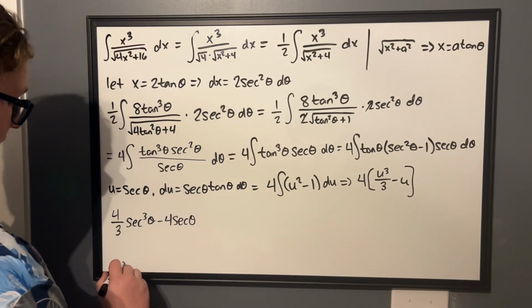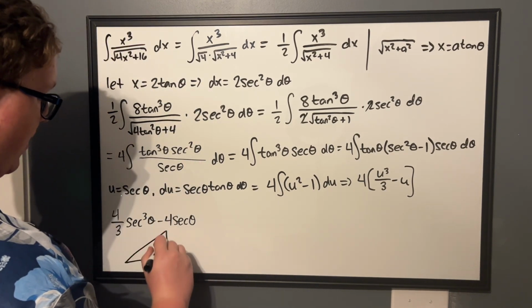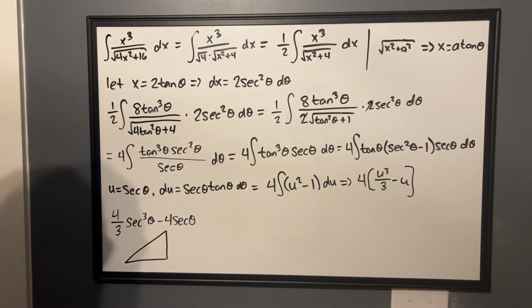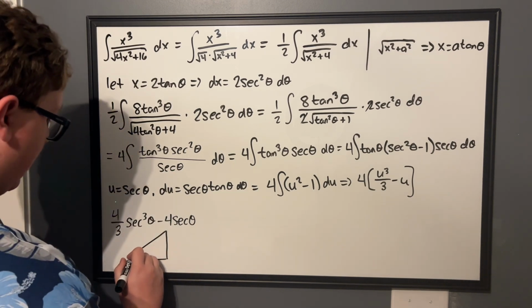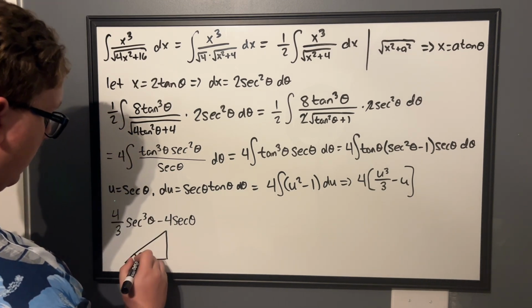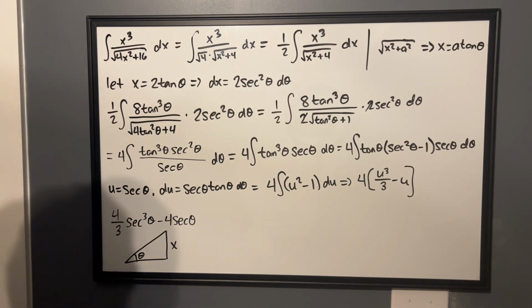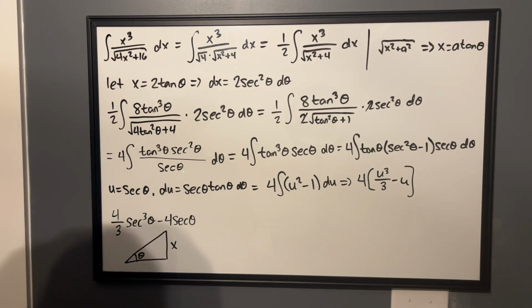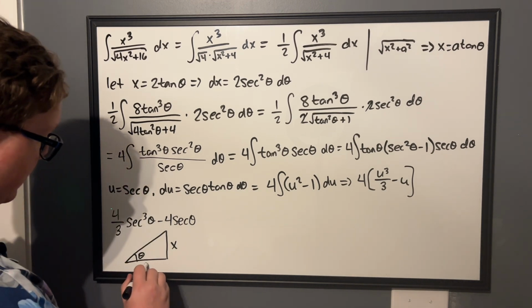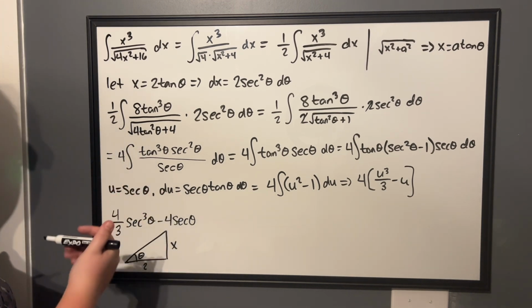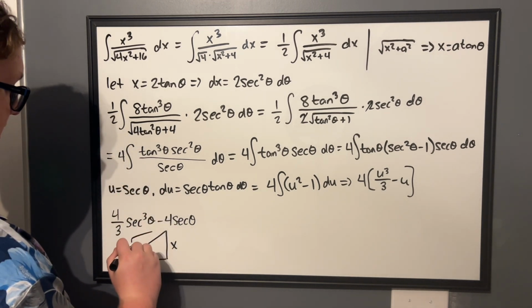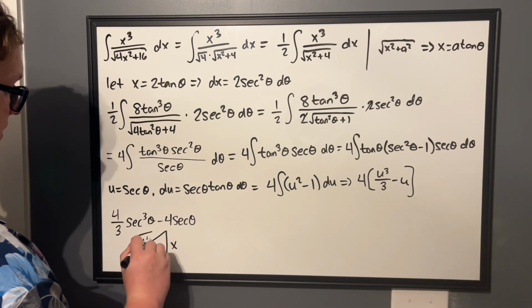So we're going to set up a triangle down here, and we're going to try to make it match the situation that we have. So we're going to choose this angle to be theta. We're going to choose this side to be x. And we said that x was equal to 2 tangent theta. So that means tangent theta should be x over 2. So that means this side length should be 2, which now, using the Pythagorean theorem, we can say that this is the square root of x squared plus 4.